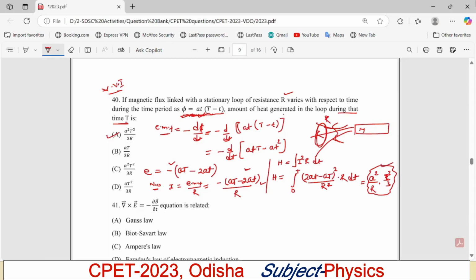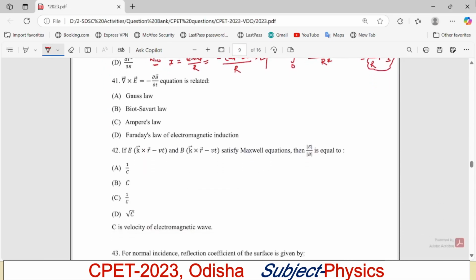Okay, now we are going to go for our next question, question number 41. Del cross E equal to minus del B by del t. This equation belongs to what? Very easy. You have to remember this one always. This is Faraday's law of electromagnetic induction.